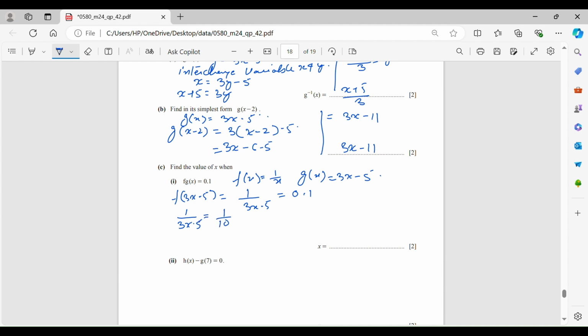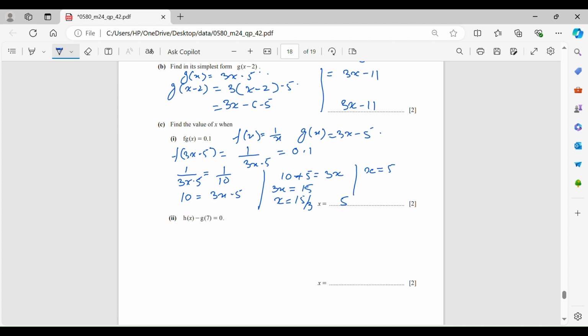We will cross multiply them. So 10 will be equal to 3x minus 5. Now 10 plus 5 will be equal to 3x. Now 3x is equal to 15, and x will be equal to 15 divided by 3, which is 5. So x will be equal to 5. This is our answer. Next part, h(x) minus g(7) is equal to 0.